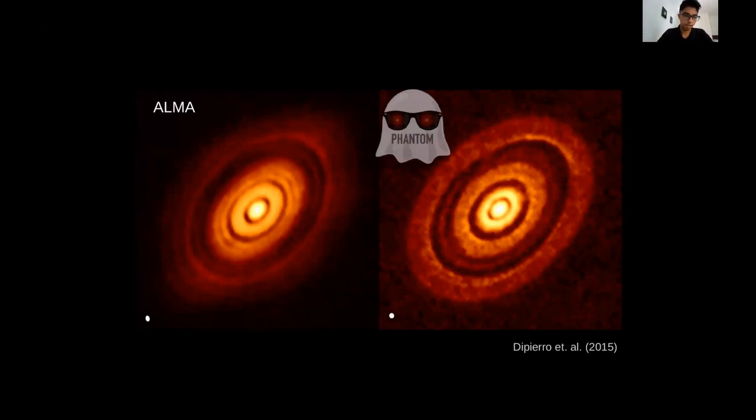On the screen, you can see an image of one of the most famous protoplanetary disks. This is HL Tau. On the left is an image from observational data from ALMA, and on the right, an image from simulations produced by the Phantom code. So you can see a lot of similarities, some rings, gaps, and all of this highlights that SPH has become a robust and widely used method in astrophysics.